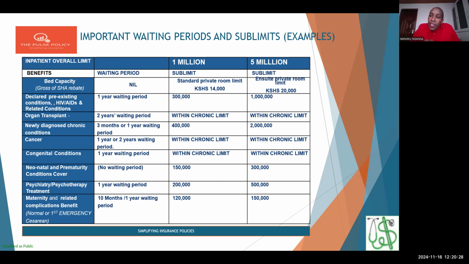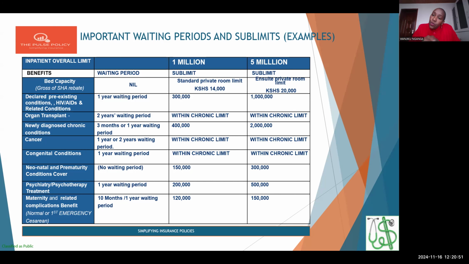You need to know, if I am admitted in the hospital today, what is my bed limit? Is it 14,000? Is it 20? Is it 10? Is it 24,000? Is it 25? It depends on the cover that you have purchased. Something important to mention is that the cover here for the bed is going to be gross of the social health insurance rebate.